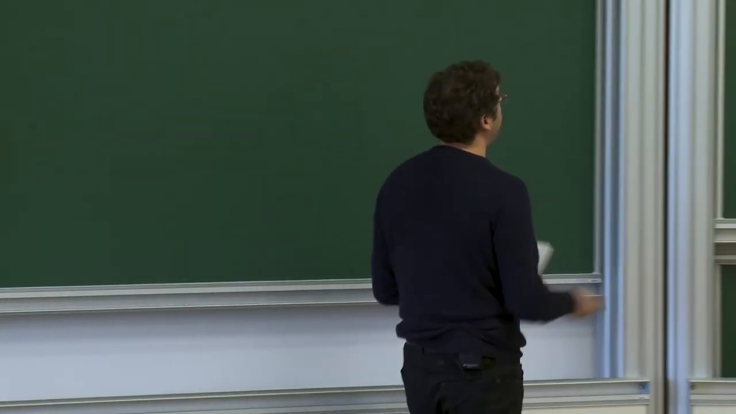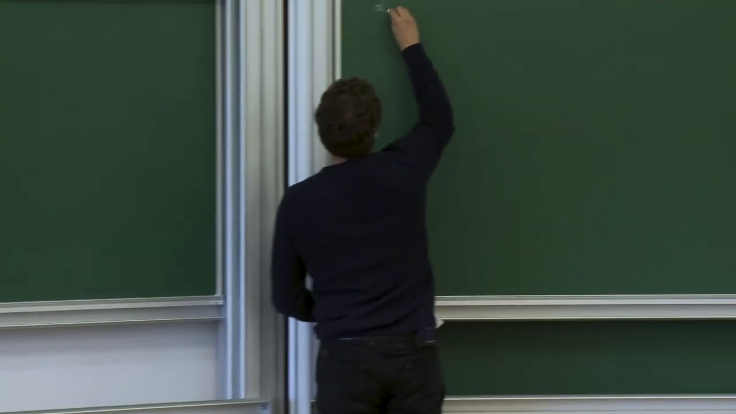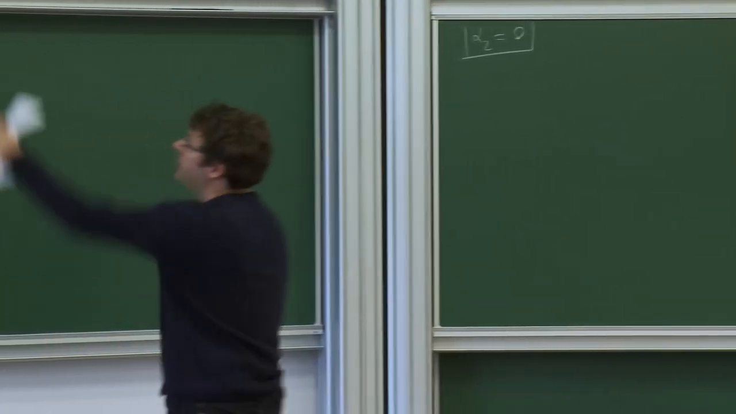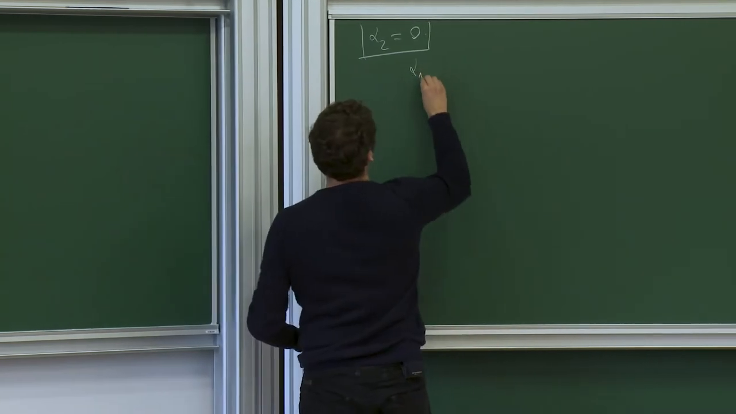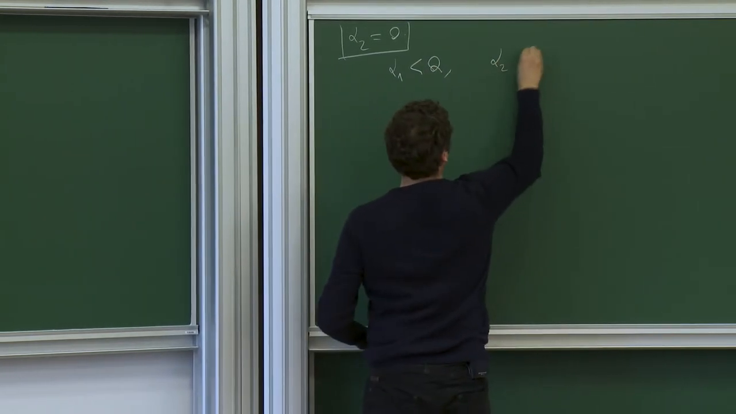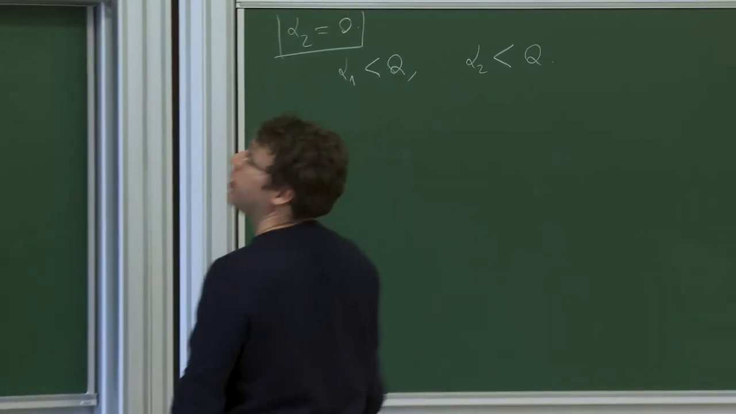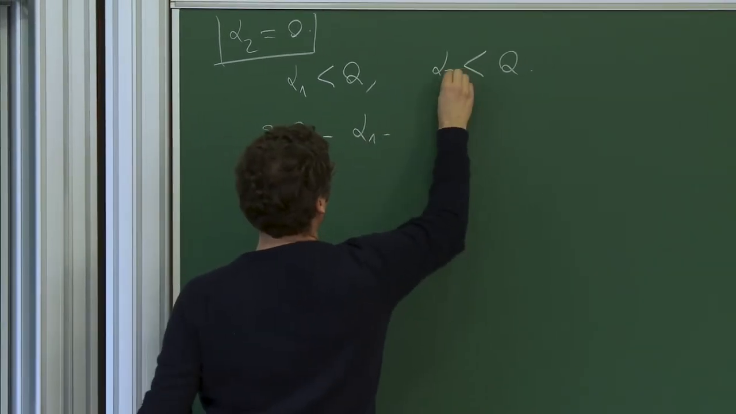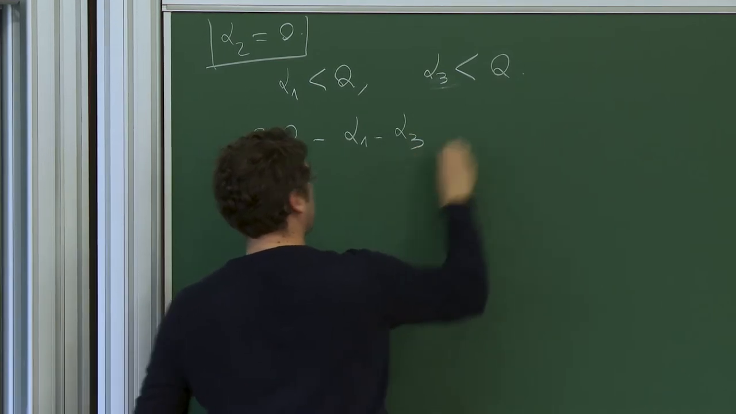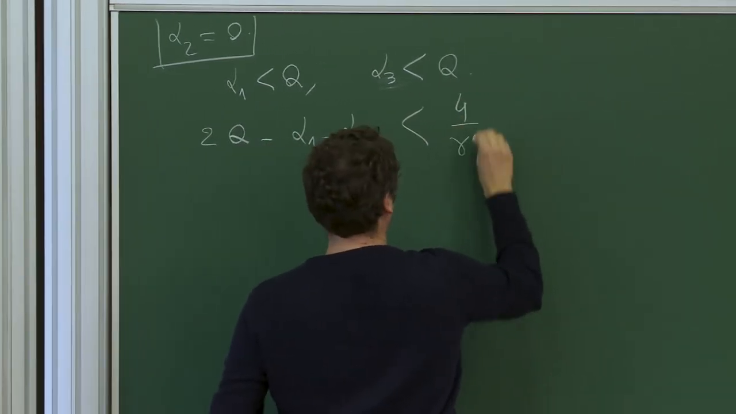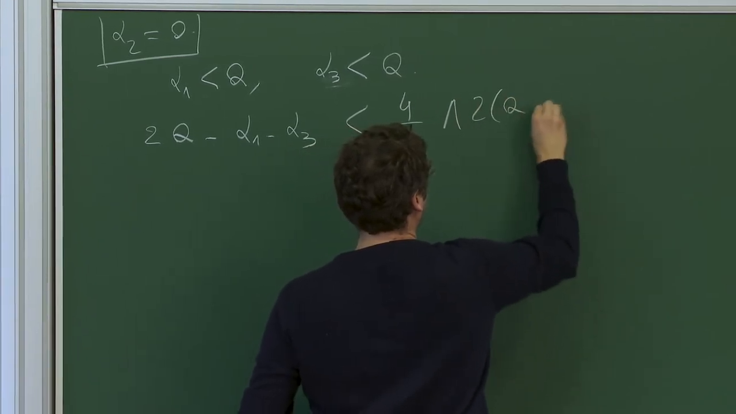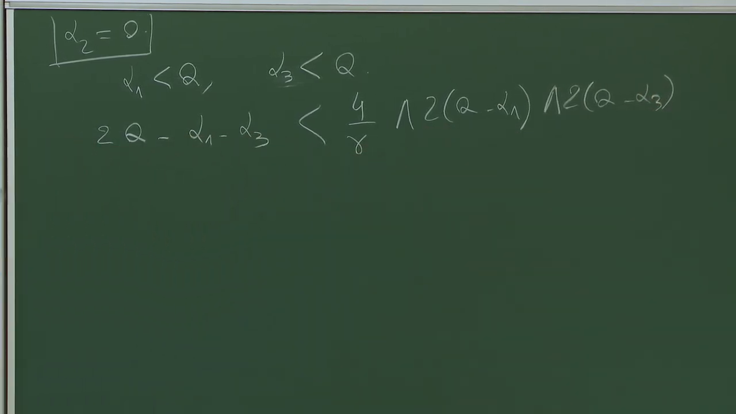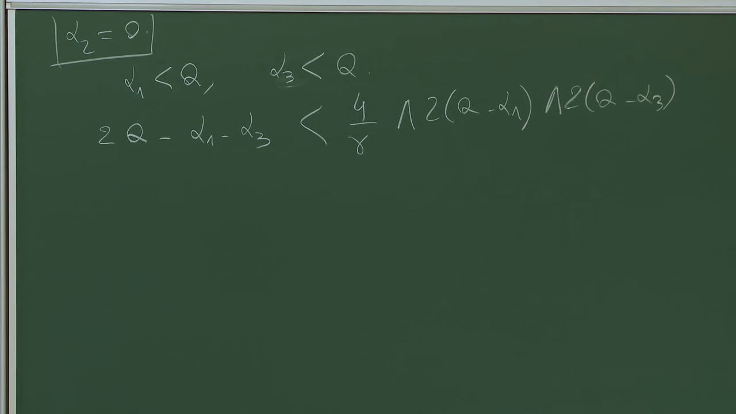So if you want to define a two-point correlation function, the first thing you do is you set alpha 2 to 0, for instance, okay? And you look at the bounds. So what are the bounds? The bounds are alpha 1 smaller than Q, alpha 2 smaller than Q, and, taking alpha 2 to 0, here are the bounds: 4 over gamma, infimum of 2Q minus alpha 1, 2Q minus alpha 2. Okay, so these are the bounds that I have to satisfy to define the two-point correlation function.